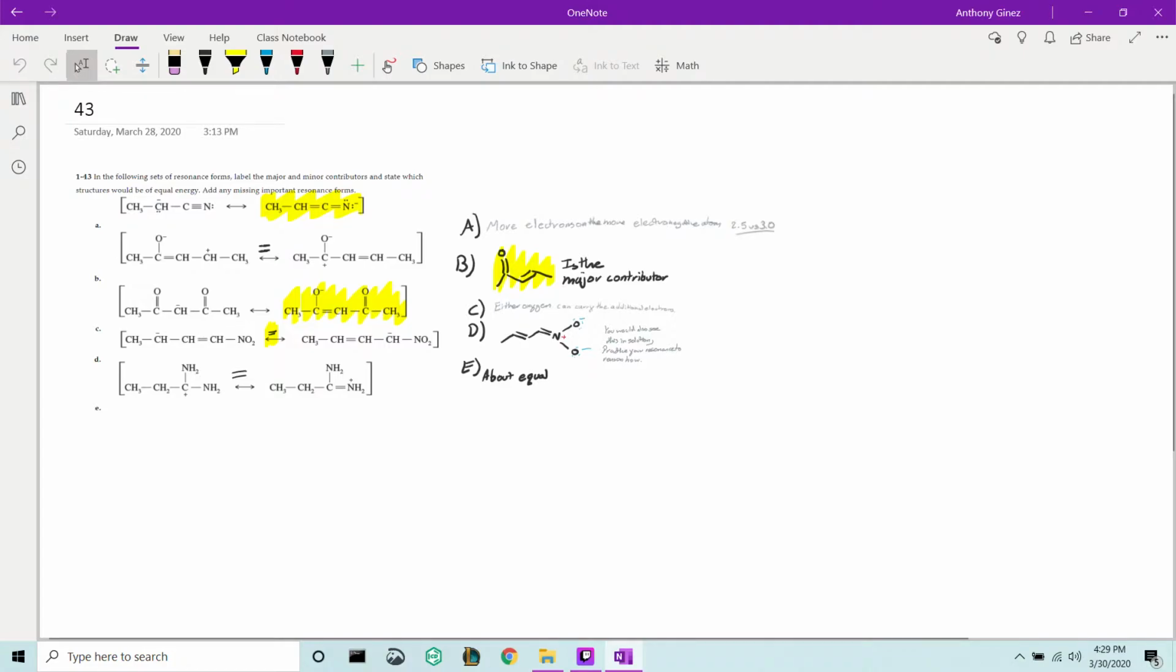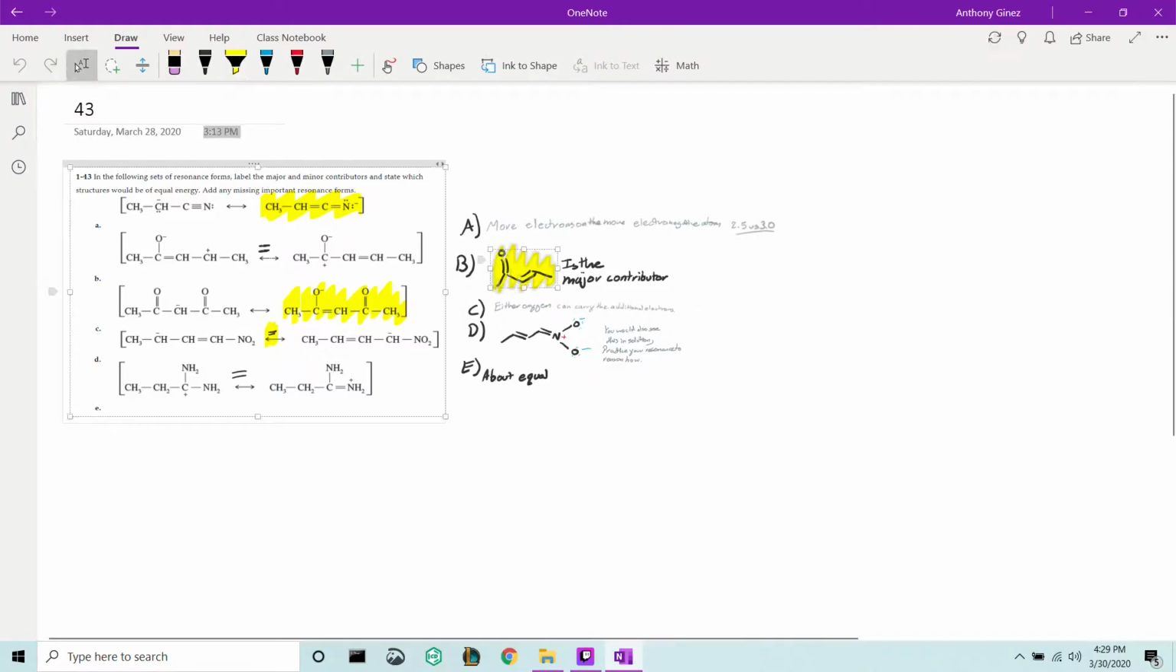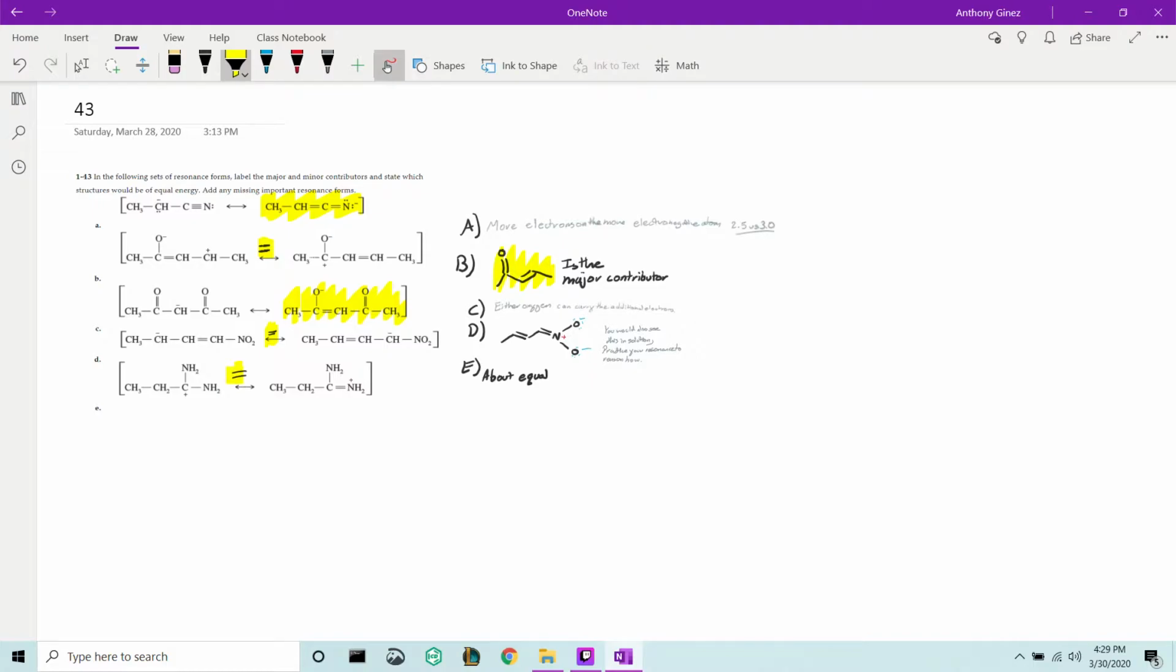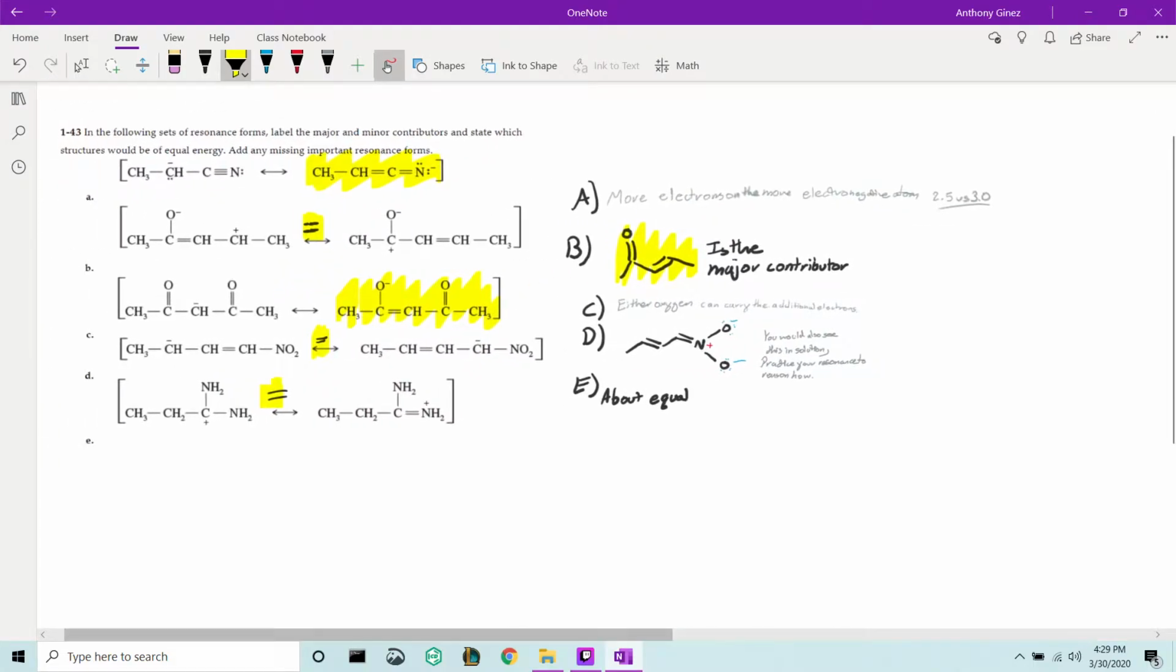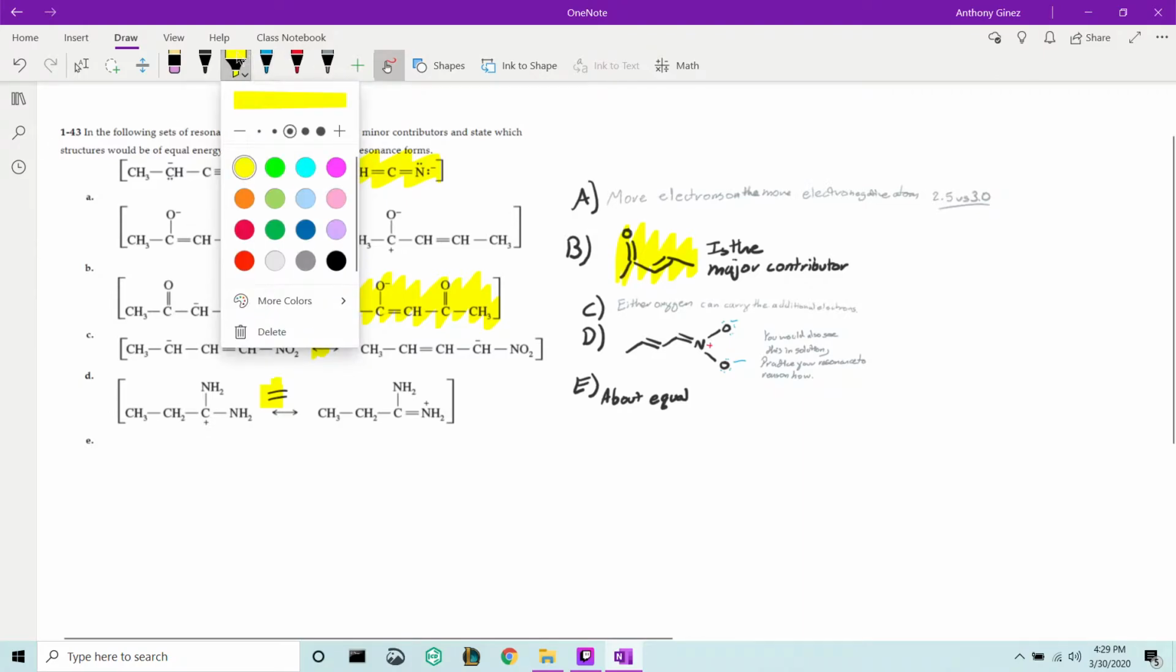Moving on to question 43. In the following sets of resonance forms, label the major and minor contributors and state which structures would be of equal energy. So in the case where there is equal energy, I just drew an equal sign in between the atoms. So in the following resonance forms, label the major and minor contributors. So I highlighted the major contributors.